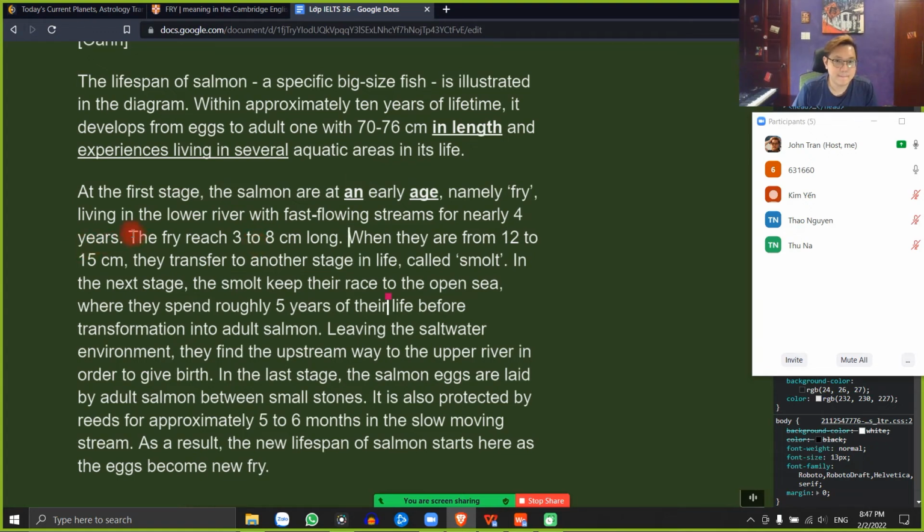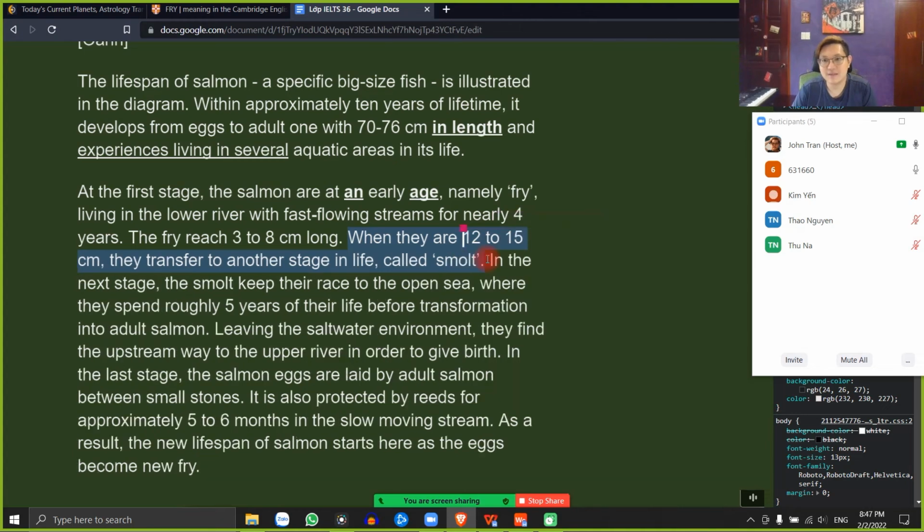Okay, here I think I'll accept that there's a short sentence like this, because before that it's a long sentence and after that's a long sentence. You should have a mix between short and long sentences in your paragraph to increase variety. So I'm okay. The fry reach.